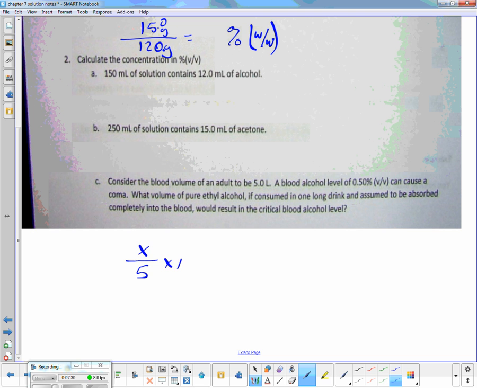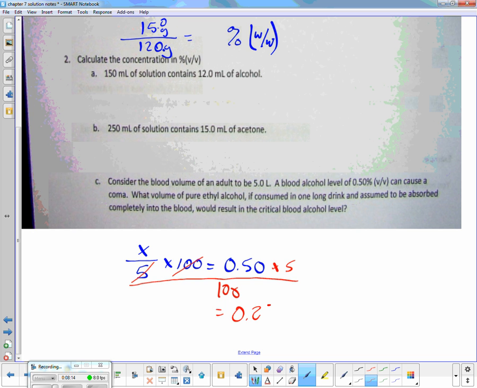So we're looking for X. We know that if we times that by 100, we get 0.50. So we would go backwards and end up timesing both sides by 5 and dividing both sides by 100. So the 5 here would go out and the 100 would go out. And so 0.5 times 5 divided by 100 would be X. Now I need to know that it needs to be less than 5 liters. So if I end up with something above 5, I know I did something wrong, right? I don't have 5 liters of blood, so if I've got more than 5 liters of ethyl alcohol, I'm in trouble.